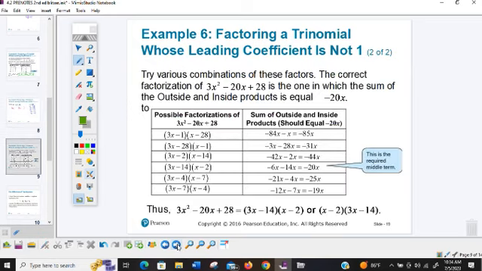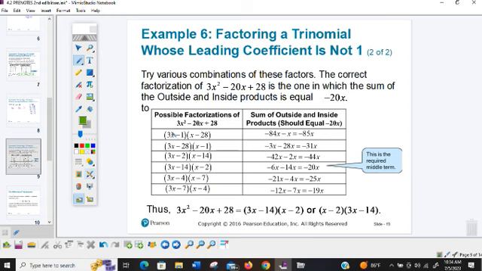next slide. Let's see. Yes, so they did negative 1, negative 28, and if that doesn't work, you flip them around, and you try negative 28, negative 1. Then they did negative 2, negative 14. If that doesn't work, you flip them around, you try negative 14, negative 2. Then they tried negative 4, negative 7, and negative 7, negative 4. Now let's look and see what they got.